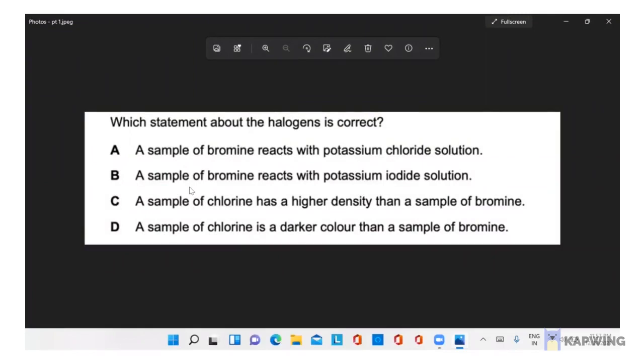A sample of bromine reacts with potassium chloride solution. A sample of bromine reacts with potassium iodide solution. A sample of chlorine has a higher density than a sample of bromine. And a sample of chlorine is a darker color than a sample of bromine.